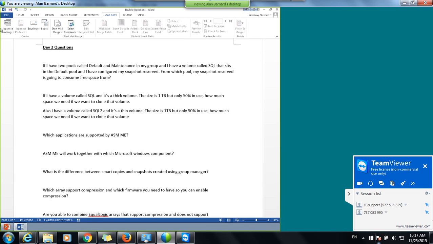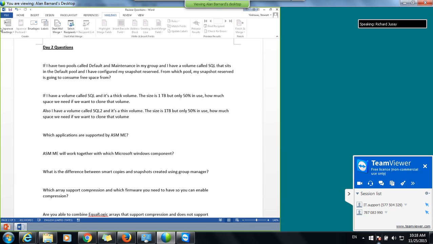Second question. I have a volume called SQL again, and it's a thick volume. Okay, so you know what the thick volume is. The size of that thick volume is 1 terabyte, but only 50% in use. So if we go into our operating system, we can see that it's only 500 gig in use. How much space do we need if we want to clone that volume? 1 TB. 1 TB as well. That is correct. Very good.